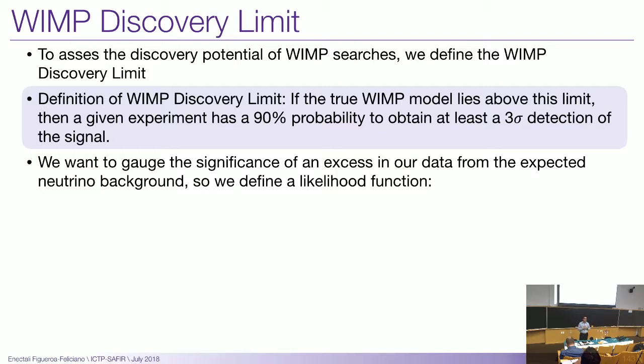Does that make sense? So that's my WIMP discovery limit. It is the point at which I'm going to reliably be able to see an excess over what I expect, to the point where I would say I see a 3 sigma excess over my expected neutrino signal. And that's what the WIMP discovery limit is.